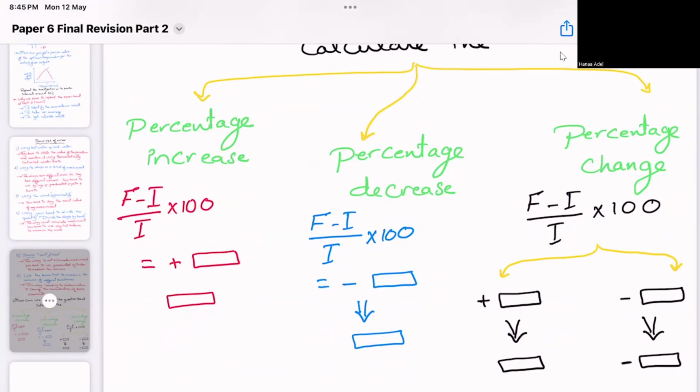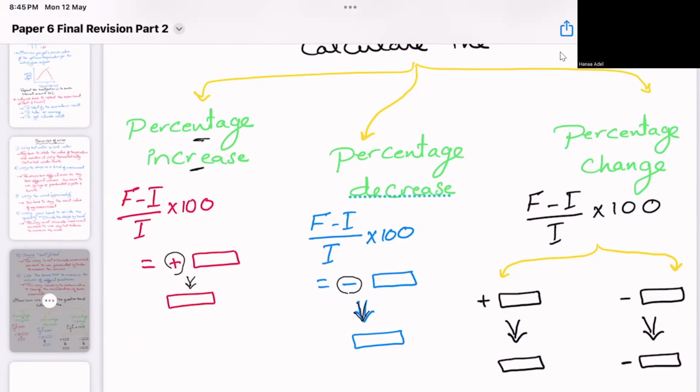But what about the result? In the result of percentage increase, we can find the value is positive. So how can we write the answer? We can write the answer without the positive sign. But what if the question asks to calculate the percentage decrease? We can find the value is negative here. Now, how can we write the result? We will write the result without the negative sign.